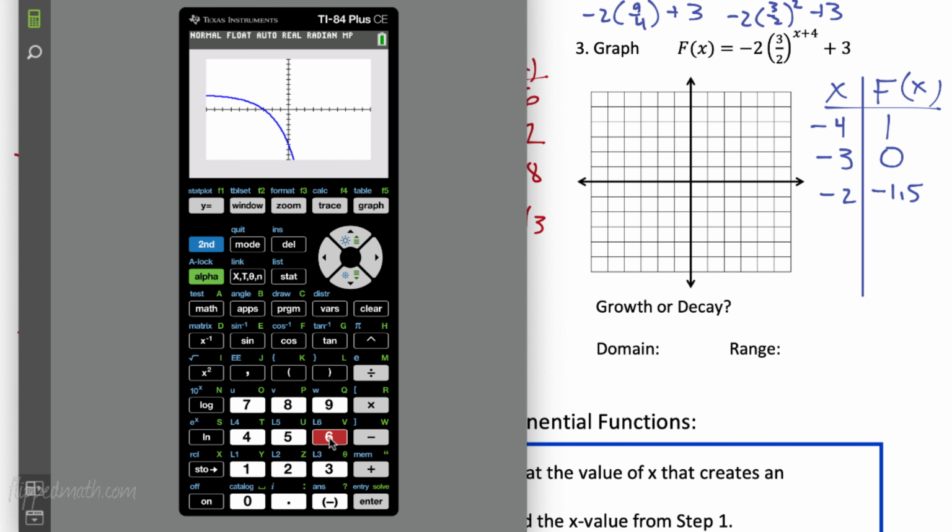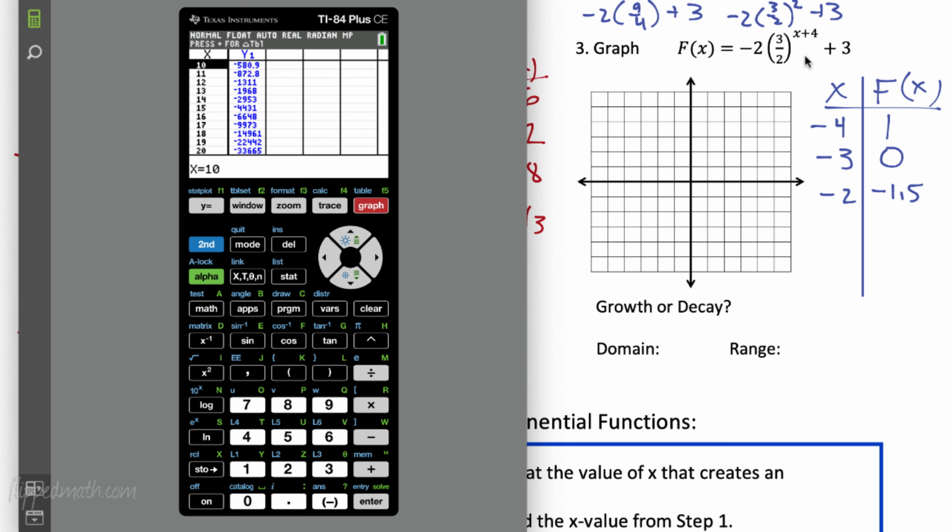So first, is it growth or decay? It's obviously growth because it's going down. Okay? Let's go to the table of values. Now, because we're smart kids, we know that when x is negative 4, we should get a 1. So I'm going to scroll up to negative 4. Notice how we get a 1. Negative 3, we get 0. Negative 2, we get 1.5. Look, we have all these values right here. So can you use your calculator? Absolutely, I'm okay with it.